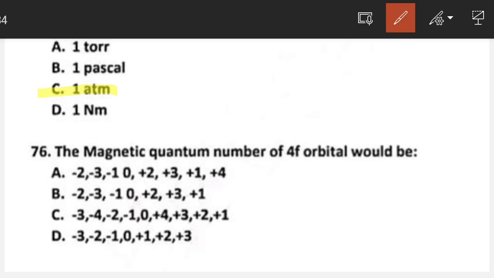The magnetic quantum number of a 4f orbital would be: here the magnetic quantum number of the 4f orbital will be -3, -2, -1, 0, +1, +2, +3. Here the correct option will be option D. I don't have much time to solve this question. You can solve it by yourself, and this is not that difficult. So just do it by yourself. This is up to you.